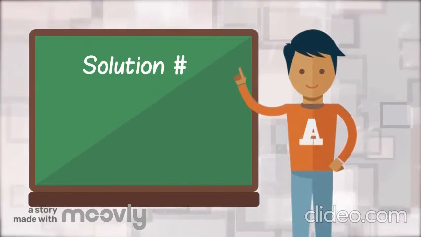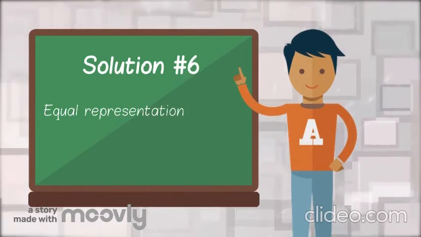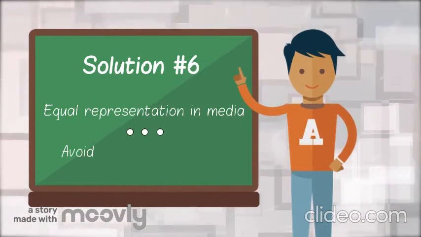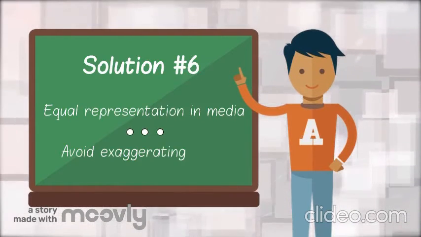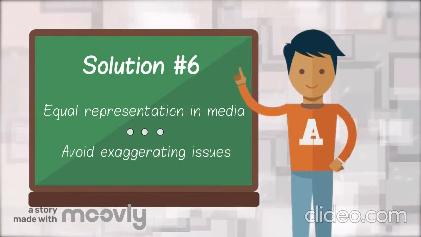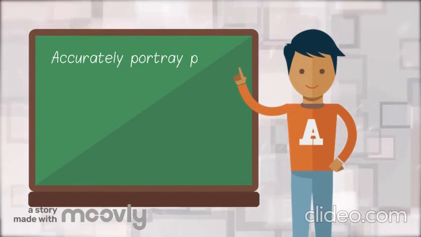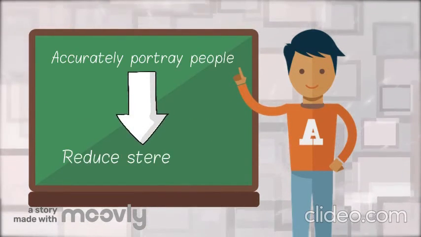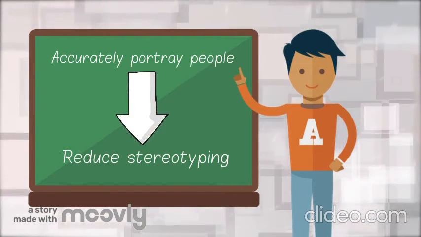Finally, we should strive for equal representation within the media. In order to do this, the media should avoid emphasizing stories which exaggerate the severity of certain issues. The media should accurately portray people so as not to suggest that certain individuals are nothing more than a stereotype.